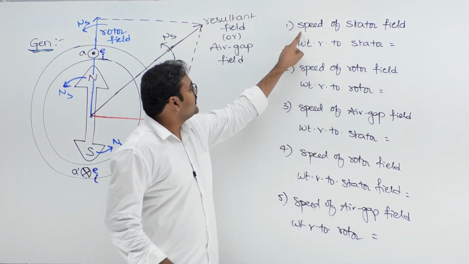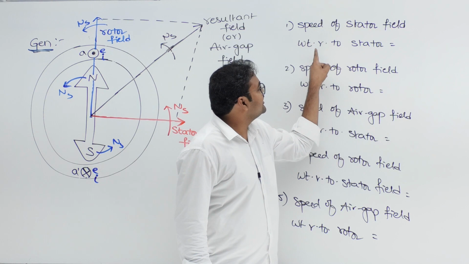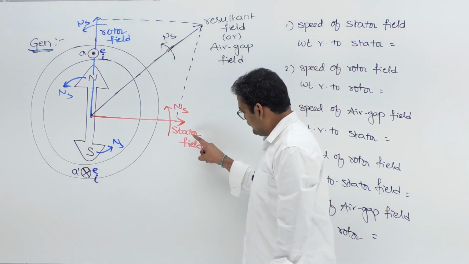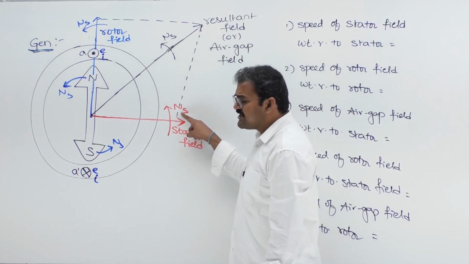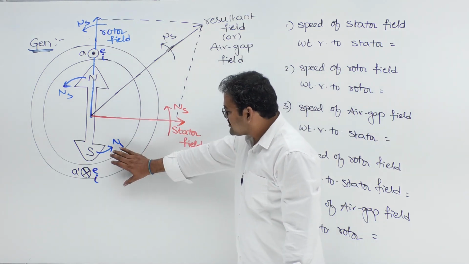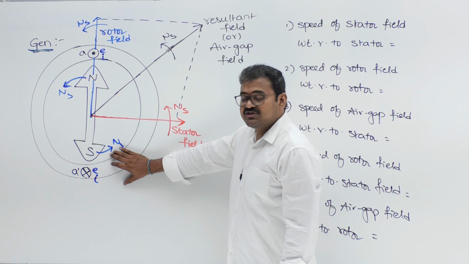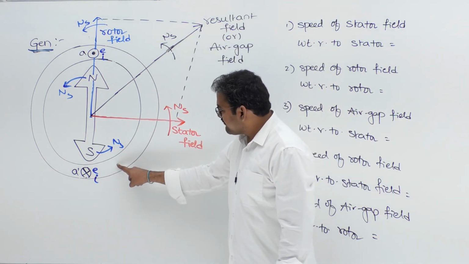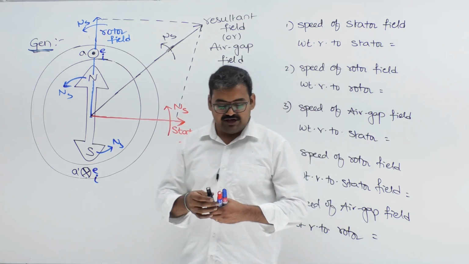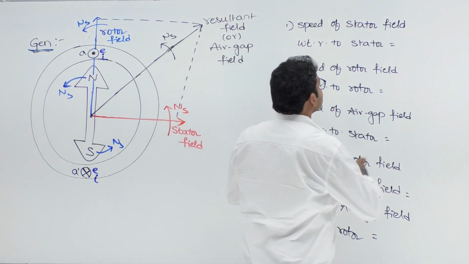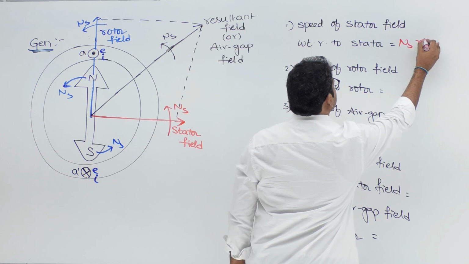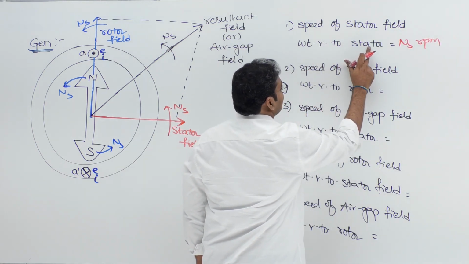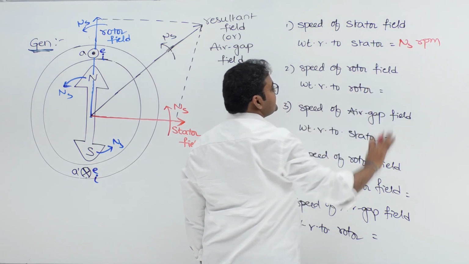First question: the speed of the stator field with respect to the stator. The stator field is rotating at synchronous speed, but the stator core is stationary. Therefore, the speed of the stator field with respect to the stator winding is nothing but ns, right? So the answer for the first question is ns rpm, because the stator field is rotating at ns, the stator core is stationary, and the relative speed is ns.